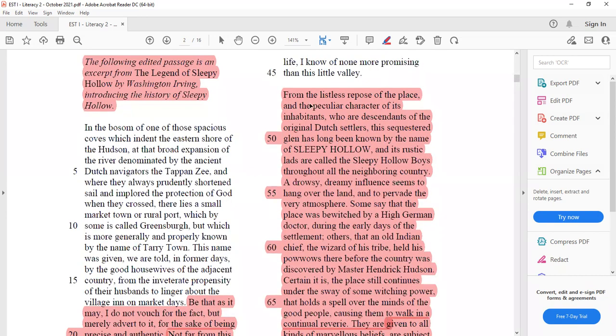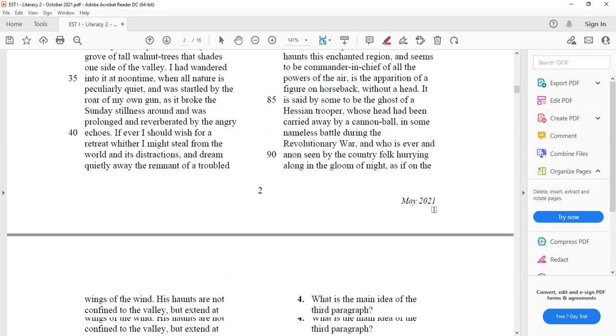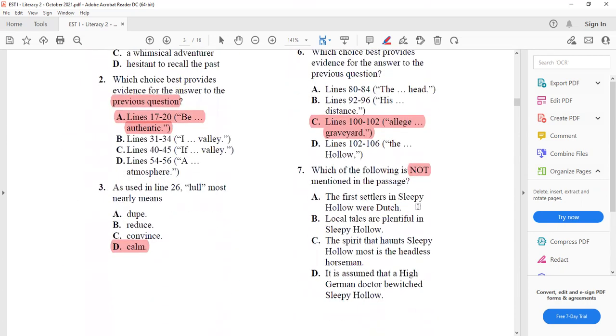He said here, from the listless repose of the place and the peculiar character of its inhabitants, who are descendants of the original Dutch settlers. He said original Dutch settlers. He doesn't say first. Take care. Here he said original Dutch settlers, not first. So maybe this is the answer, mister. But we are not sure. Maybe original means first. Let's look at the others.